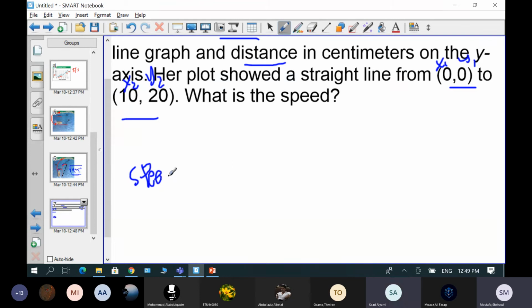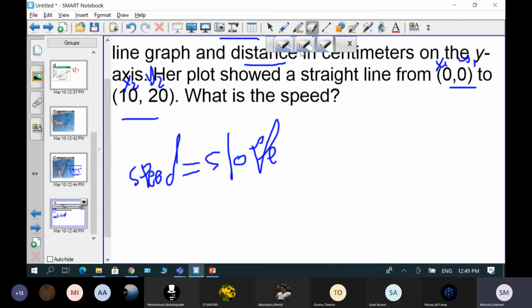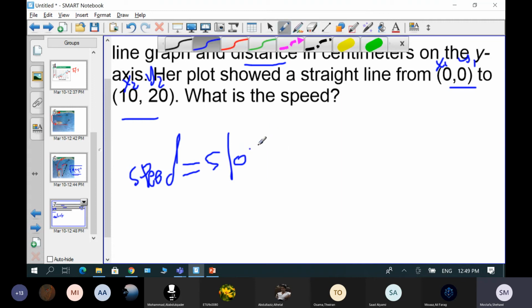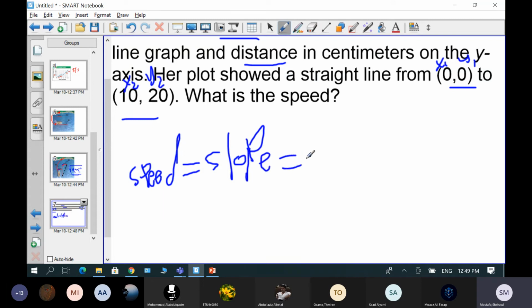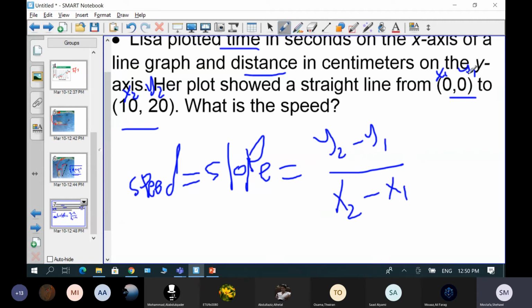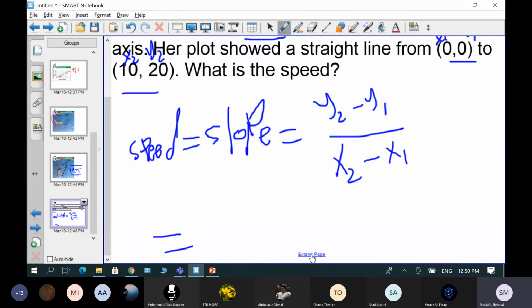We will divide. Speed equals what? Slope, in this case, because we have a graph. Yes, slope. The slope rule is delta y, which is y2 minus y1, over x2 minus x1. So we have here x1, y1, and this is x2, y2. What should we do? We should only substitute.